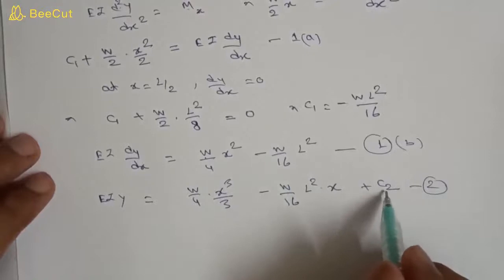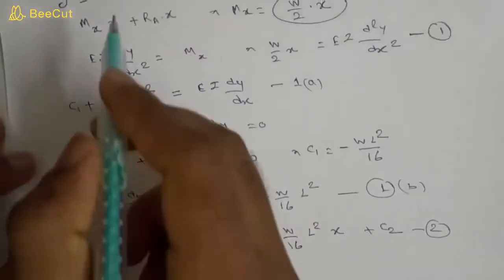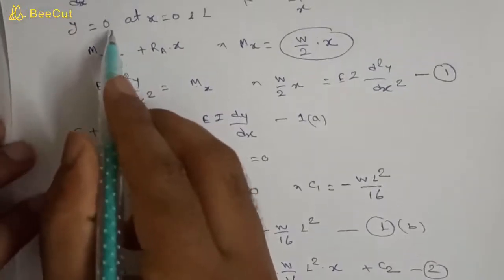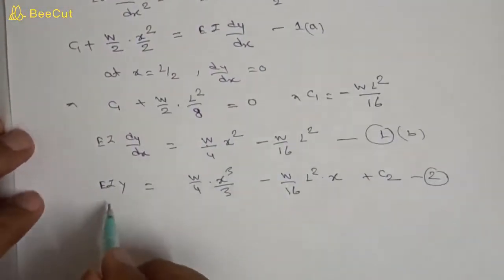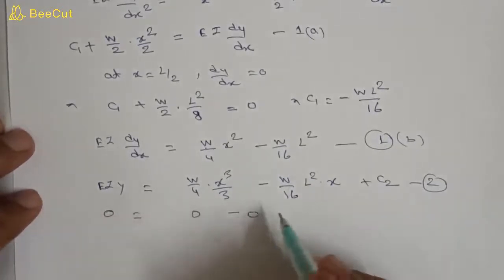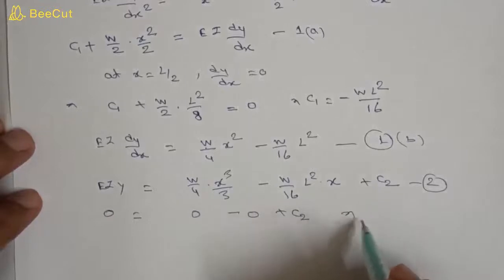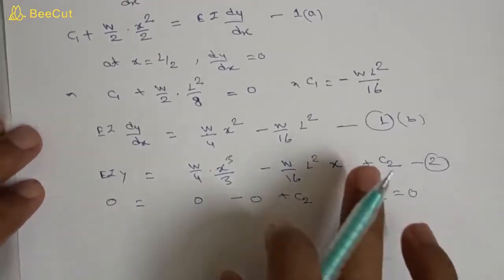This is the constant of integration again. So if we put this boundary condition at x = 0, y = 0 into this equation, then we will get 0 = 0 - 0 + c2. So c2 = 0. So let's put the value of c2 in equation number 2.